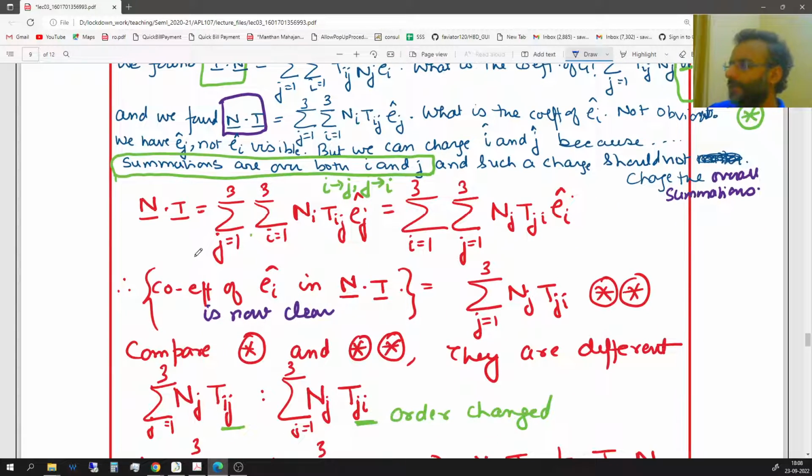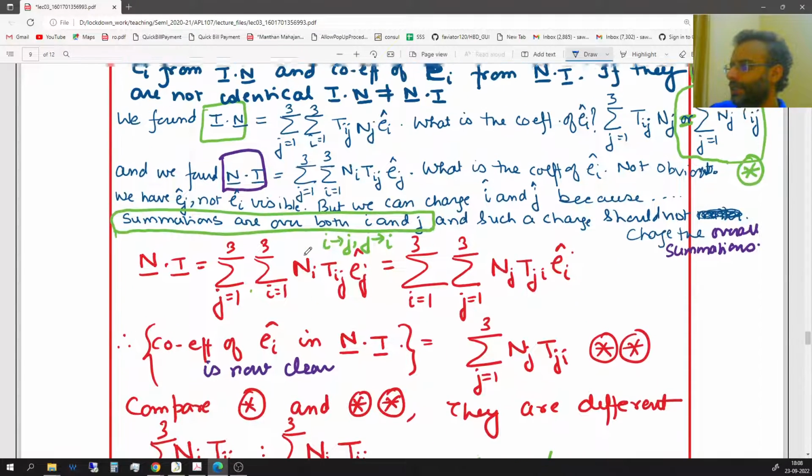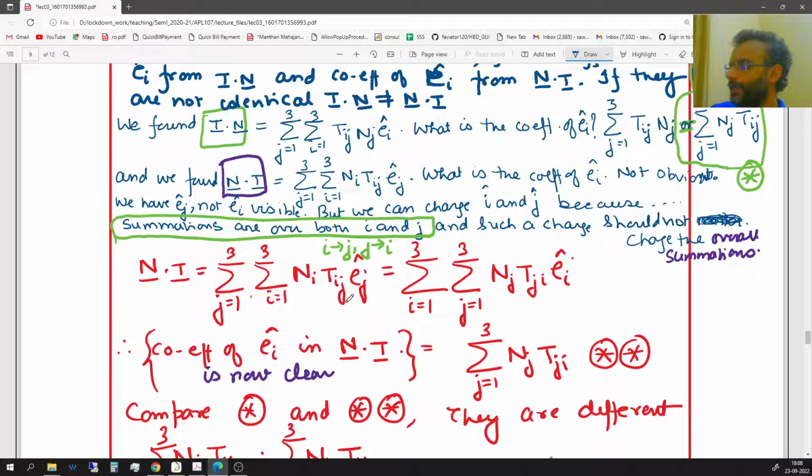So when you do that, n dot t, which had this expression, which I derived earlier, I'm going to change all i to j and then all j to i, and I get this expression, which has indeed ei sitting there. Once I have ei there, then my quest was to find the coefficient of ei in n dot t, and it is now clear that the coefficient of ei in this expression will be nj tji, what is left here, and the summation over j. That's what I have written here.